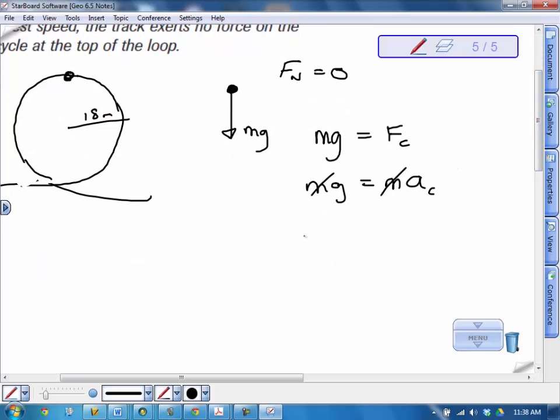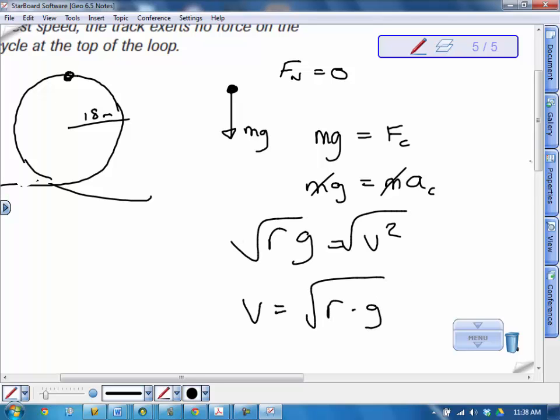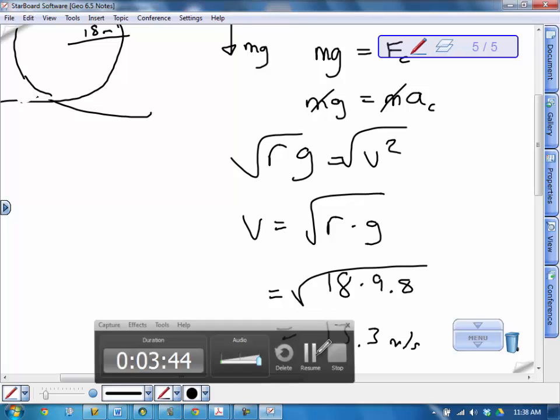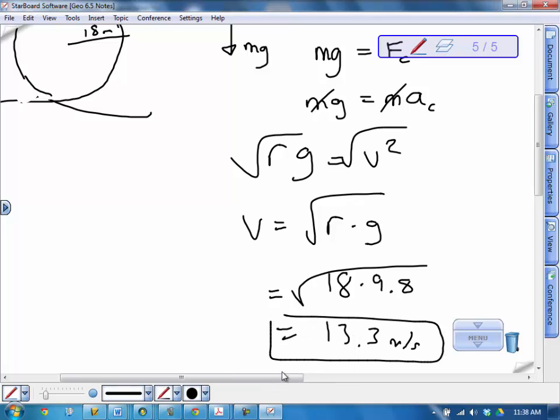Okay, the masses are going to cancel. So you have gravity equals centripetal acceleration, which is v squared over r. Multiply both sides by r, and take the square root of both sides, so you get your answer, which is the square root of the radius times gravity. Radius is 18, gravity is 9.8, and your final answer should be 13.3 meters per second.